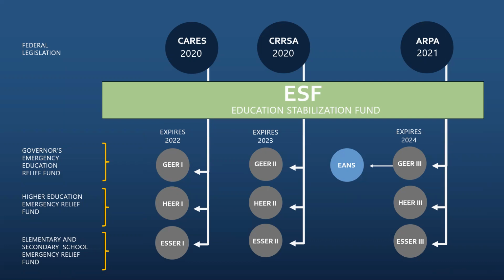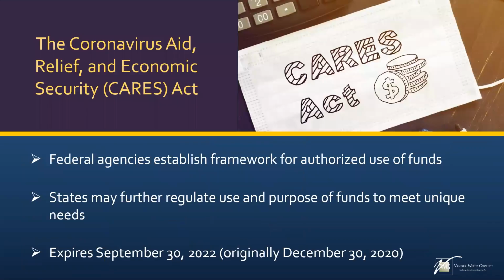And within that ESF fund, there are three pots of money that go specifically for varying levels of education. You have the GEER, which is the Governor's Emergency Education Relief Fund, the HEER, which is the Higher Education Emergency Relief Fund, designated for higher education universities and institutions. And then the Elementary and Secondary School Emergency Relief Fund, or ESSER. And these are the funds that are designated primarily for K through 12 education. So let's talk about these.